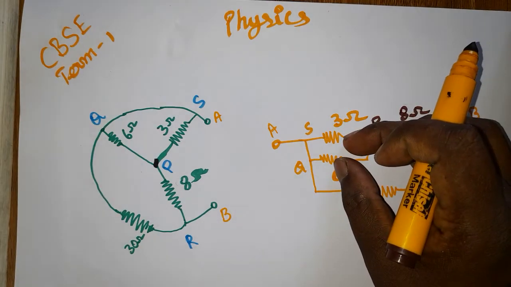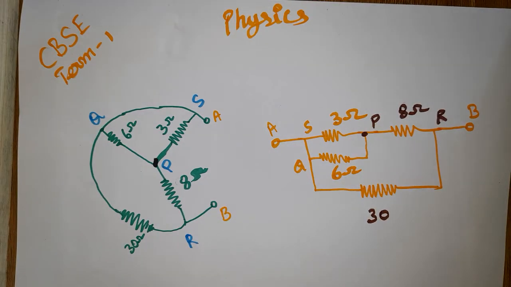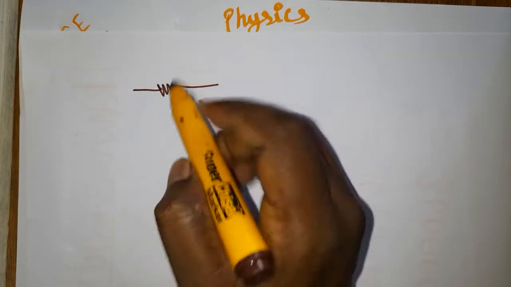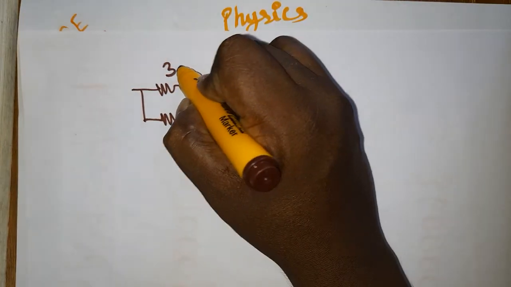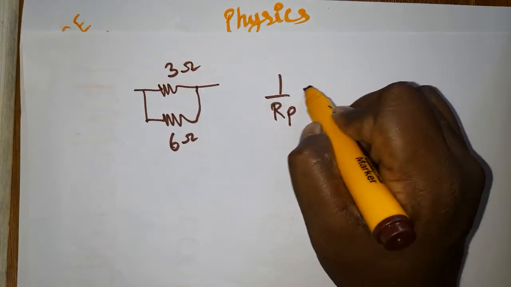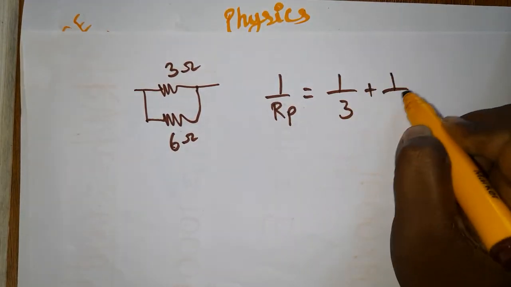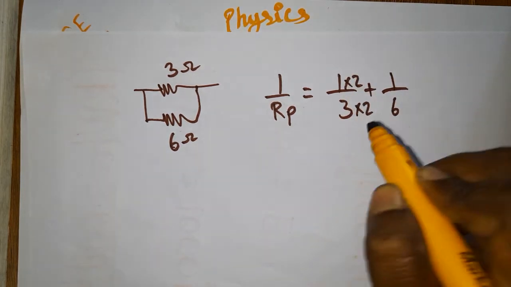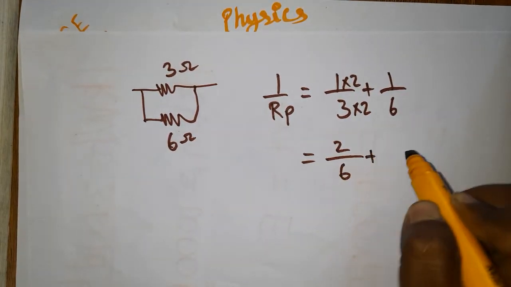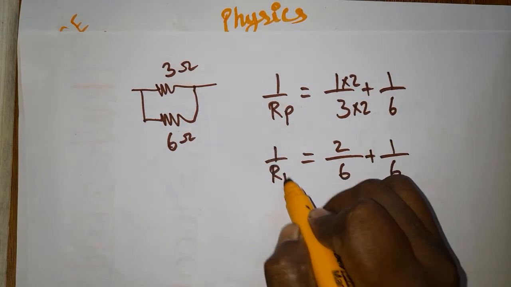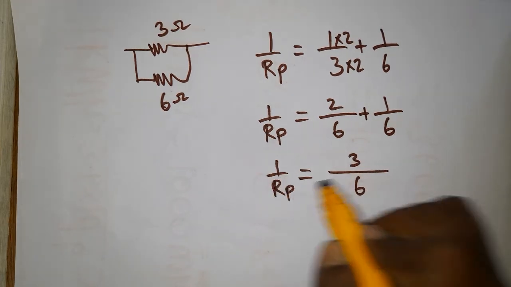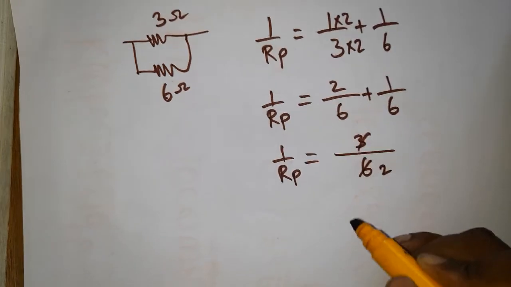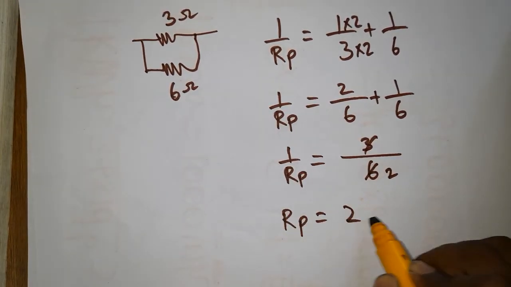These two are in parallel, so first you can find those two. 3 ohms and 6 ohms are parallel. Now what is the answer for this? 1 by Rp is equal to 1 by 3 plus 1 by 6. Common LCM, 2 numerator, 2 denominator. So 2 by 6 plus 1 by 6 is equal to 1 by Rp. The answer is 3 by 6. So 1 by Rp is 1 by 2; if you flip it, Rp is going to be 2 ohms.